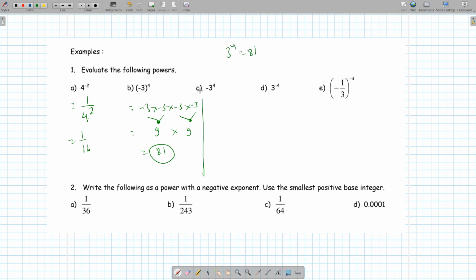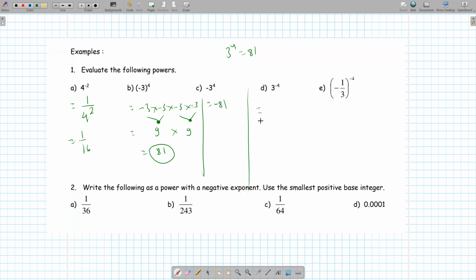Now look at question C, and look at the difference. Here for B, the answer was positive because the power 4 applies to the negative sign. But here in part C, the 4 only applies to 3. It does not apply to the negative sign. That's why it's not in a bracket. So for C is the answer positive 81 or negative 81? Negative. Yeah.